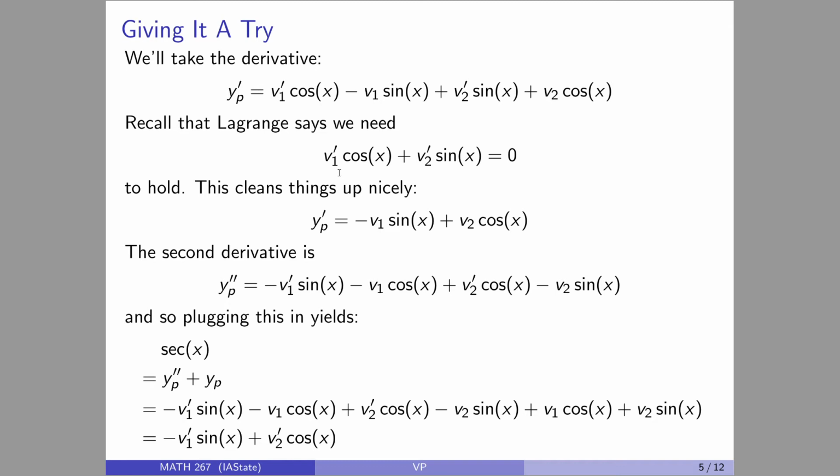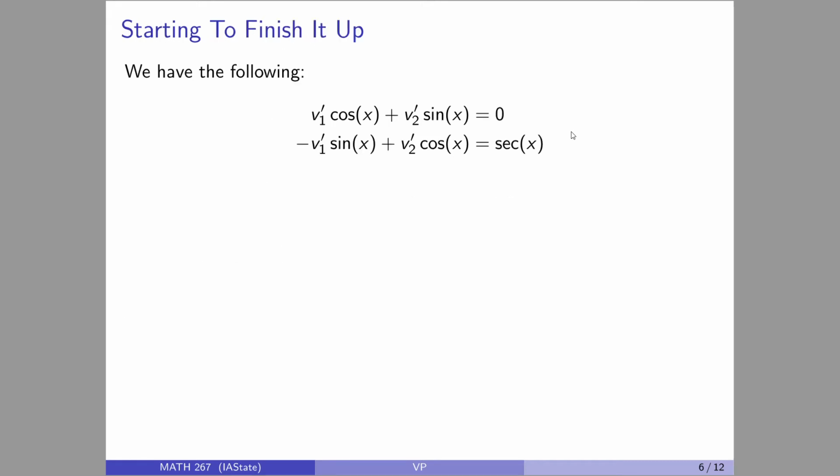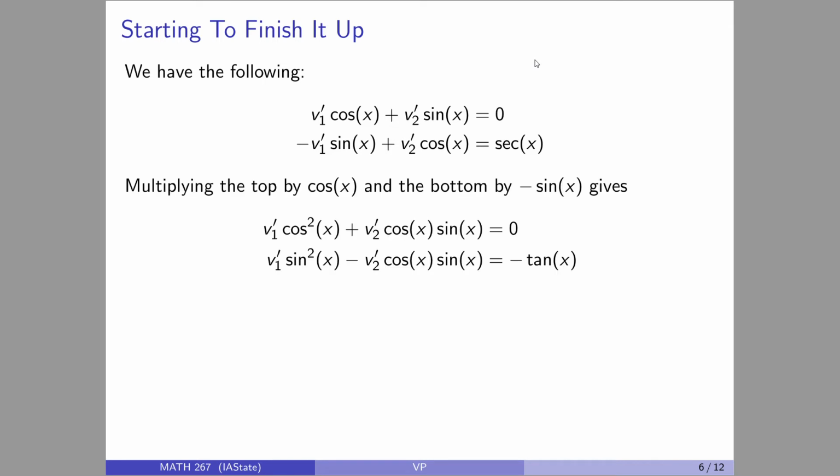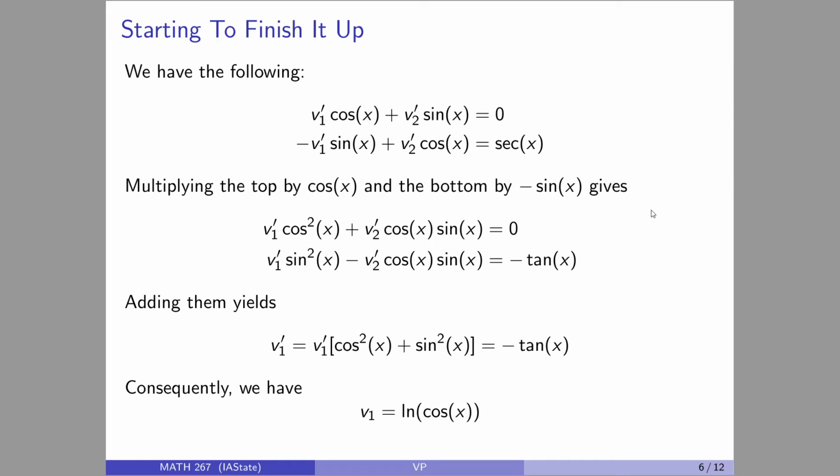So, Lagrange's slick move of requiring this equaling 0 turns my problem now into a system of two equations with two unknowns. Boom, right? So I now have two equations with two unknowns involving the derivatives, v1 prime and v2 prime. And conveniently, this is going to clean up super beautifully, right? Because let me go ahead and multiply the top by cosine and the bottom by minus sine. Well, now when I add the two equations, cosine squared plus sine squared is 1, so I just get v1 prime is negative tangent, which integrates nicely to log of cosine.